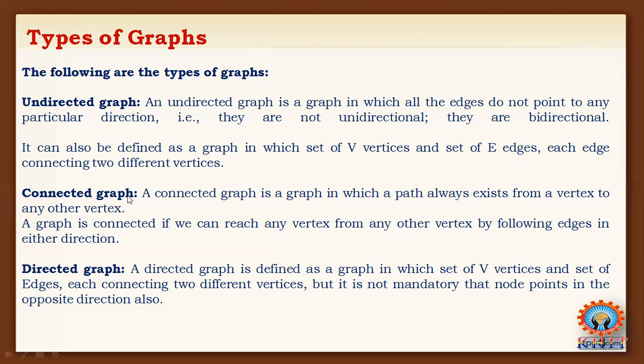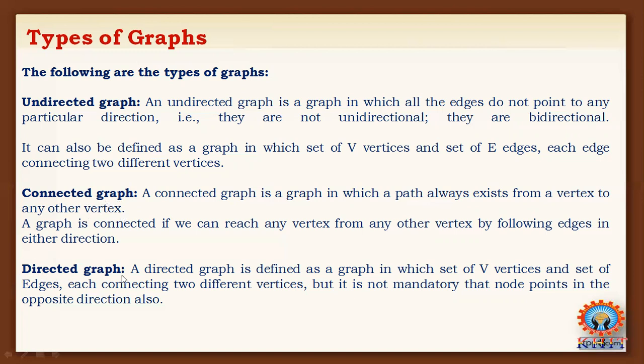That means that there is a path from one vertex to another vertex, and we are giving some cost to the path also. So if you want to connect any two vertices, you can use an edge. That is called a connected graph.